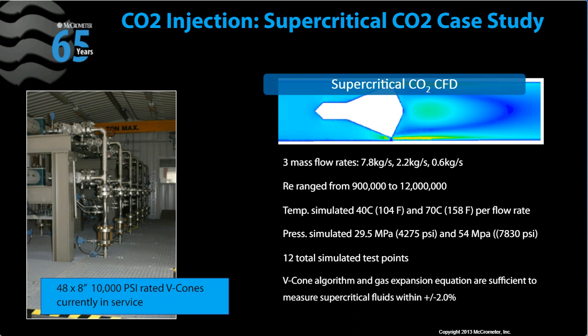The temperature was the process conditions of the flow rate, so 104F to 158F, and the pressure was also the same as the process conditions, about 4,000 to a little under 8,000 psi, and there were 12 total simulated test points. Now, using the V-cone algorithm and the gas expansion equation, we were able to measure supercritical CO2 within plus or minus 2%. And the client that used these meters has bought about 48 of them, and they are all 10,000 psi rated V-cones in the 8-inch line size, and they have been in service for over 10 years.